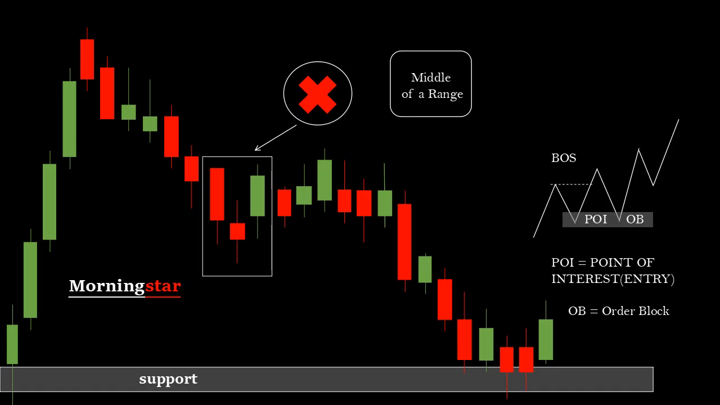Another mistake is ignoring the broader market context. These patterns are most effective when they appear at key support or resistance levels. Trading them in the middle of a range or without considering the overall market trend can lead to false signals and poor trading decisions. Over-leveraging is another pitfall to watch out for.